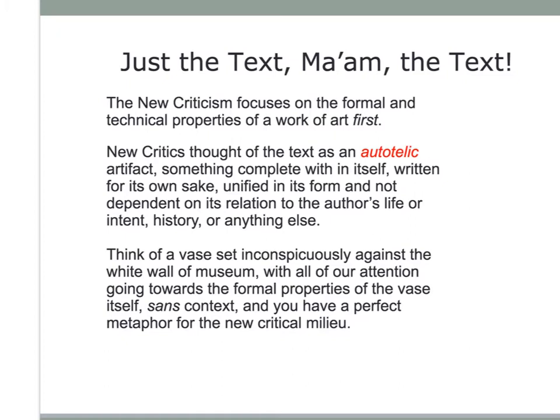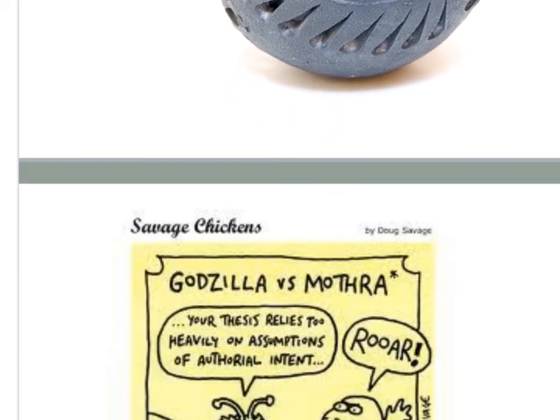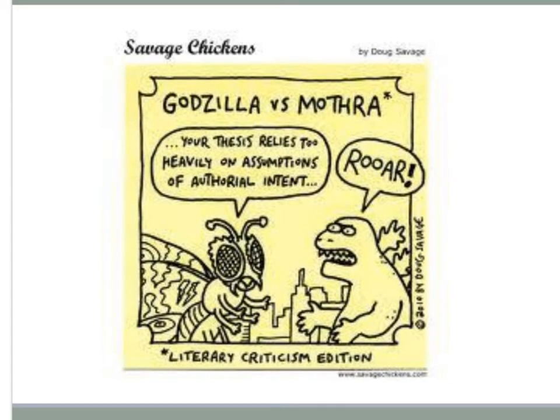For instance, think of a vase that's set inconspicuously against the white wall of a museum, with all of our attention going towards the formal properties of the vase itself, without context, and you have a perfect metaphor for the New Critical milieu. Here's a picture. The work. It asks us to focus on itself. And just to help you remember, Godzilla versus Mothra. Your thesis relies too heavily on assumptions of the real intent. So, in short, just the text, ma'am, just the text.